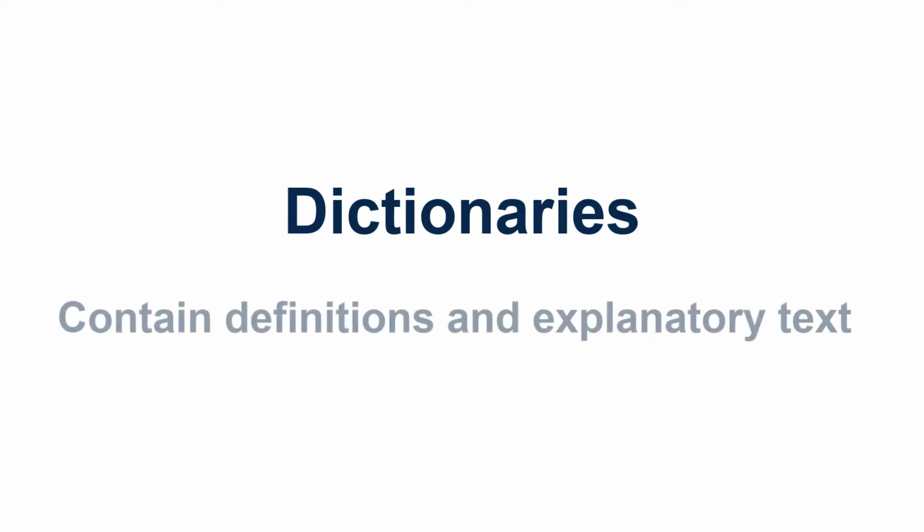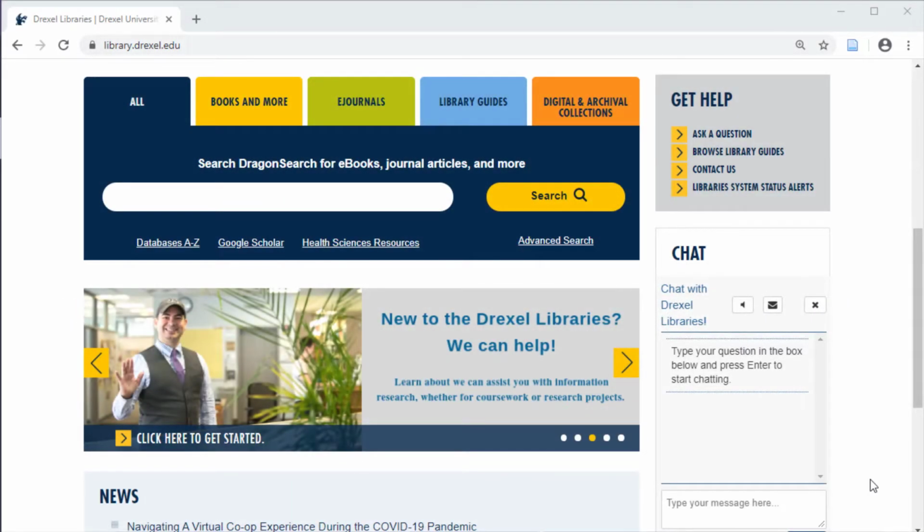Dictionaries. By using dictionaries, you can gain a brief but fundamental understanding of technical terms in your field. Because so many of our dictionaries are online and full text searchable, we can use Dragon Search on the library's homepage to search for individual entries. Let us use the example of carbon nanotubes.